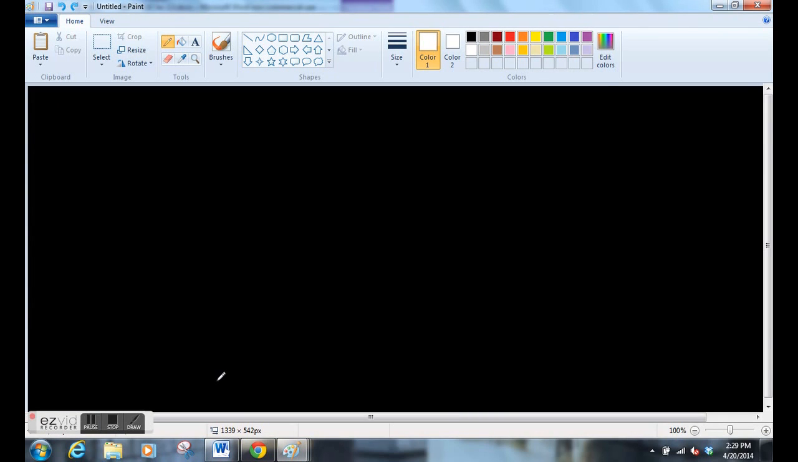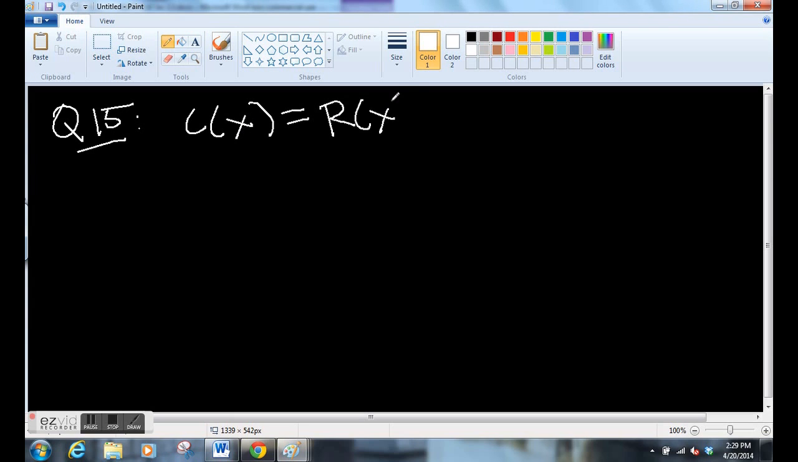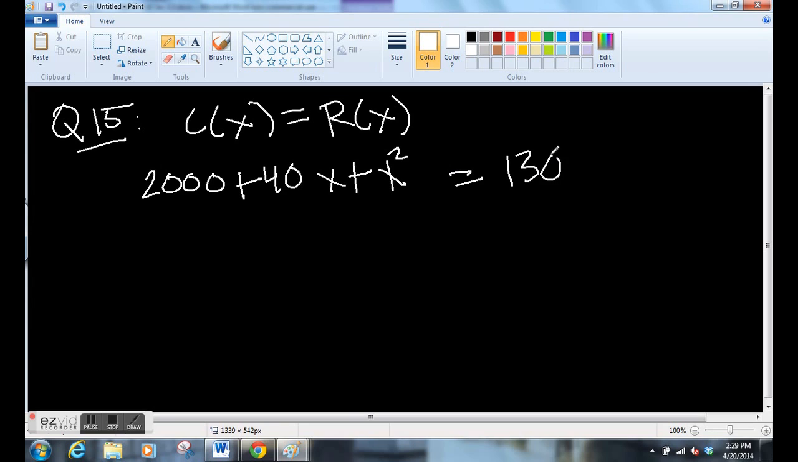So here's question number 15. We're going to set the cost function equal to the revenue function to find the break-even point. The cost function was 2,000 plus 40x plus x squared, equals 130x. This was all in the problem. Do you see how my x is starting to look like a plus there? That's sometimes why I make my x's a little wavy so they don't look like a plus sign.